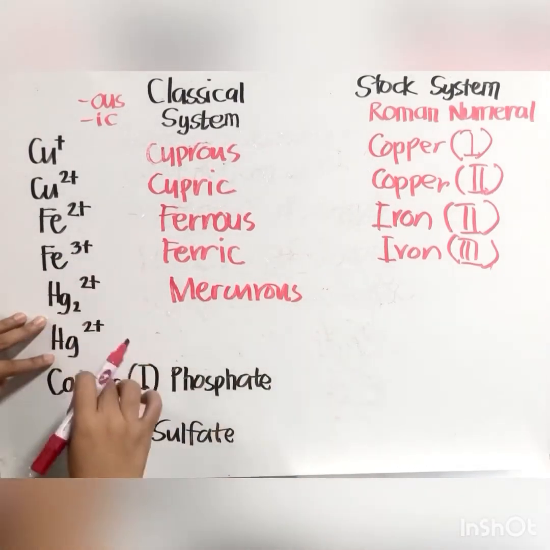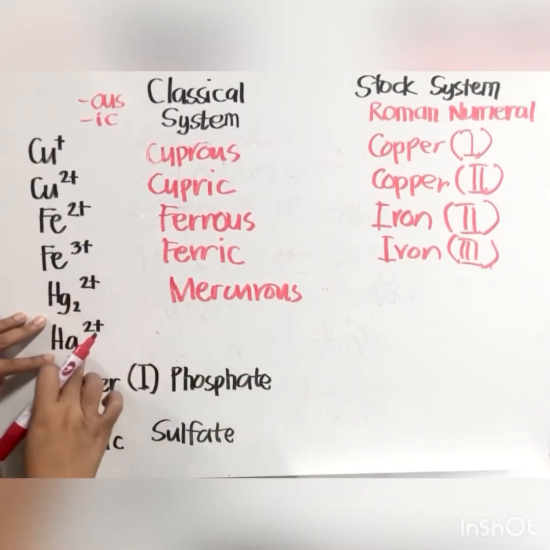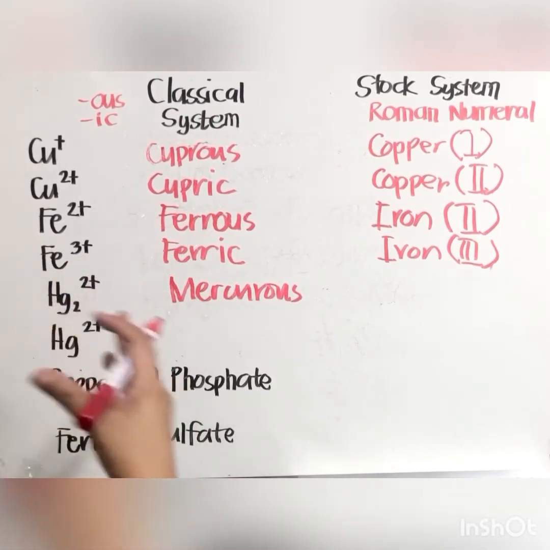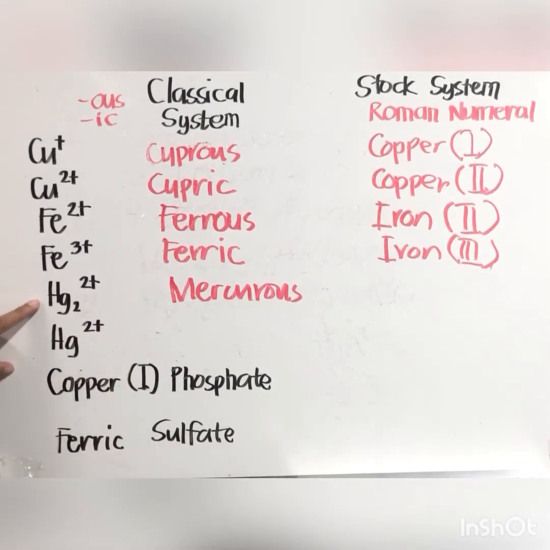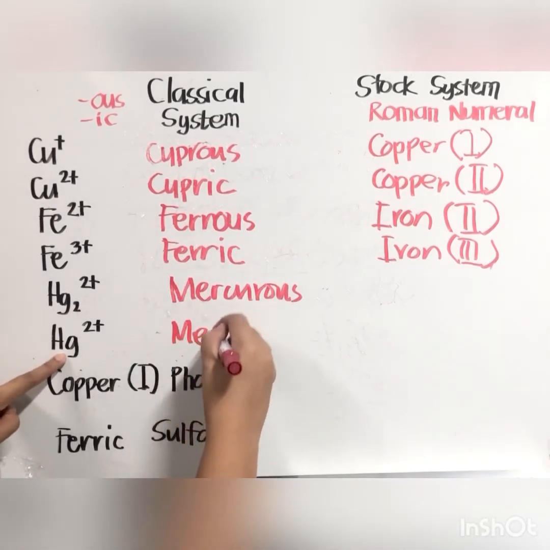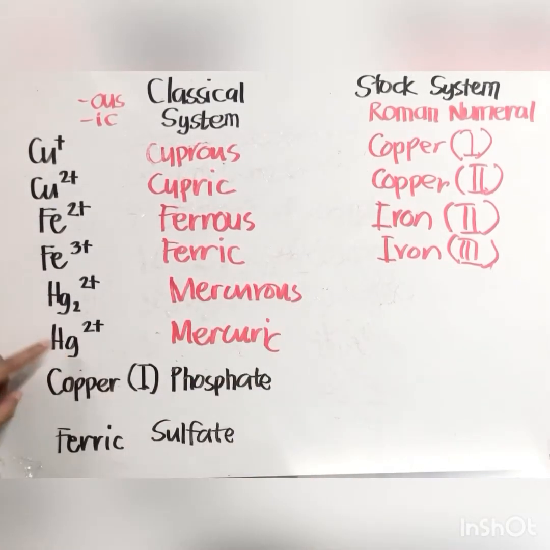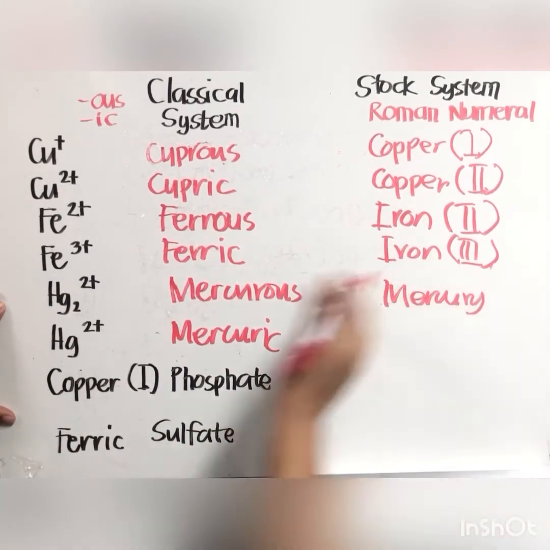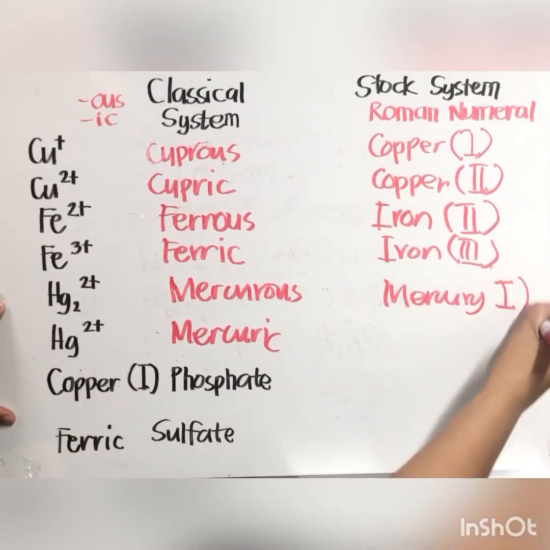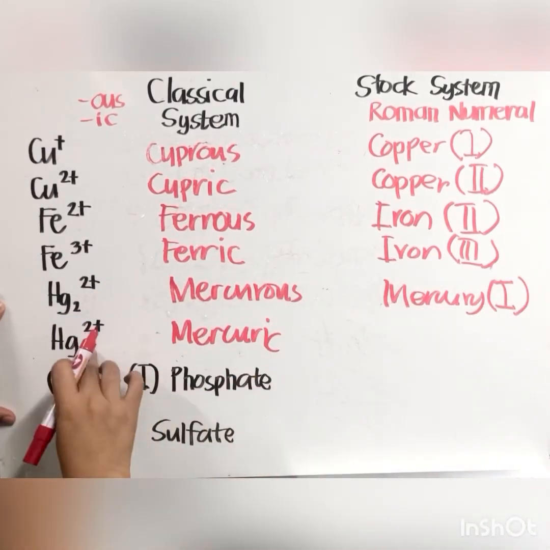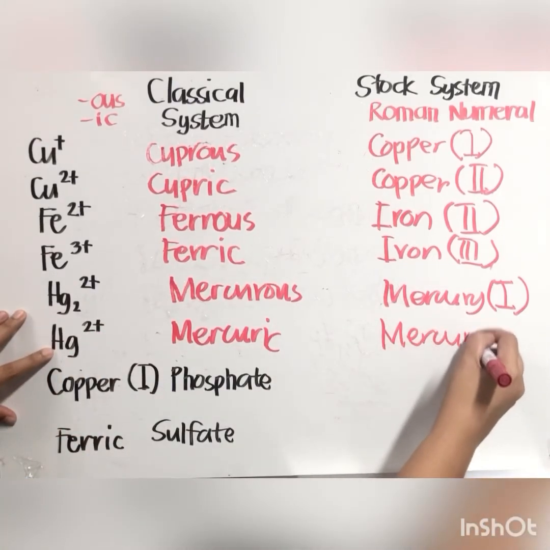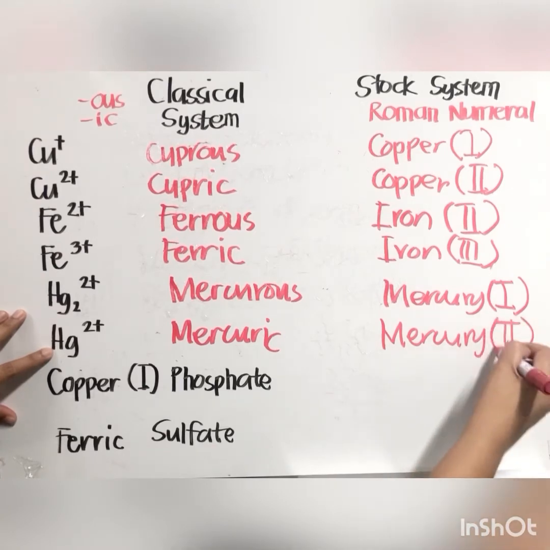You might be wondering, why is it they are both 2 positive? This one is only mercury 2. Mercury 2 is not actually bound together forming Hg2. That's only applicable for mercury 1 ion. So this is of higher charge, so the ending is IC, and we can write that one as mercuric. How about the stock system? Common name is still mercury, and the charge is 1 positive, so that is mercury(I) in parentheses. This one is Hg2+, so again the mercury charge is 2 plus, so in parentheses Roman numeral 2.